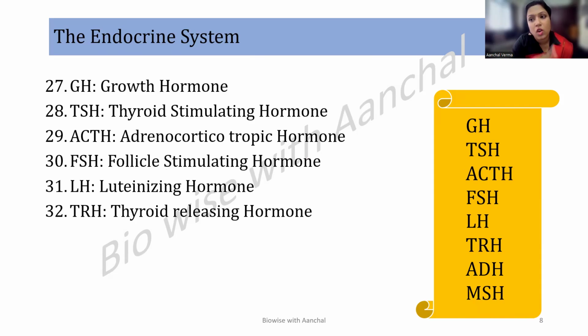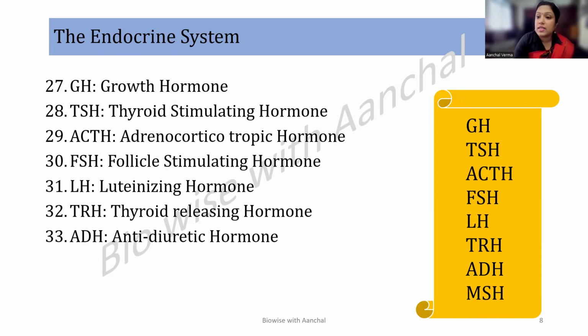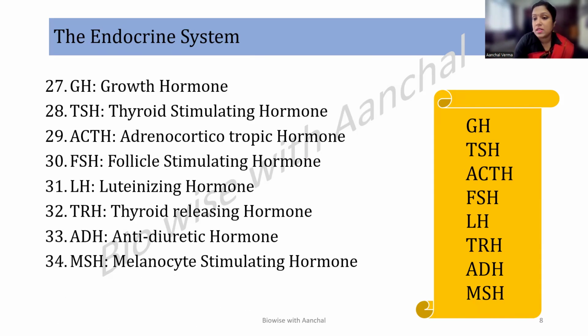This is not by the endocrine system, but it is by the hypothalamus, which initiates or you can say, which triggers the pituitary to release thyroid stimulating hormone, which again goes and triggers thyroid to release thyroxine. ADH, antidiuretic hormone. MSH, that is melanocyte stimulating hormone. So these are all the full forms from the chapter endocrine system.